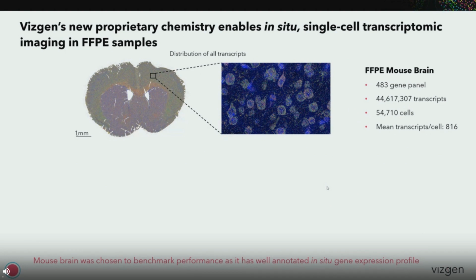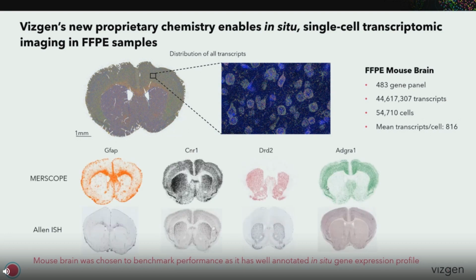If you're interested, we actually had a data release program that had the mouse brain receptor map released, and this is something that you will be able to download from our website, and it's using the same gene panel to perform the benchmarking in the FFPE study here.